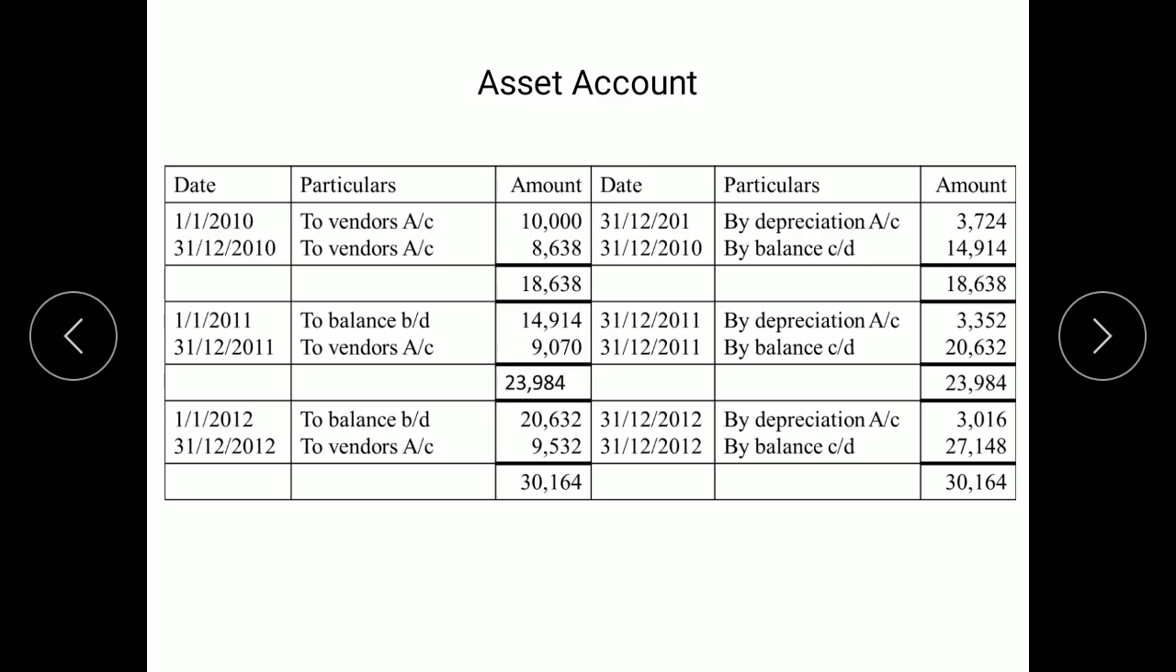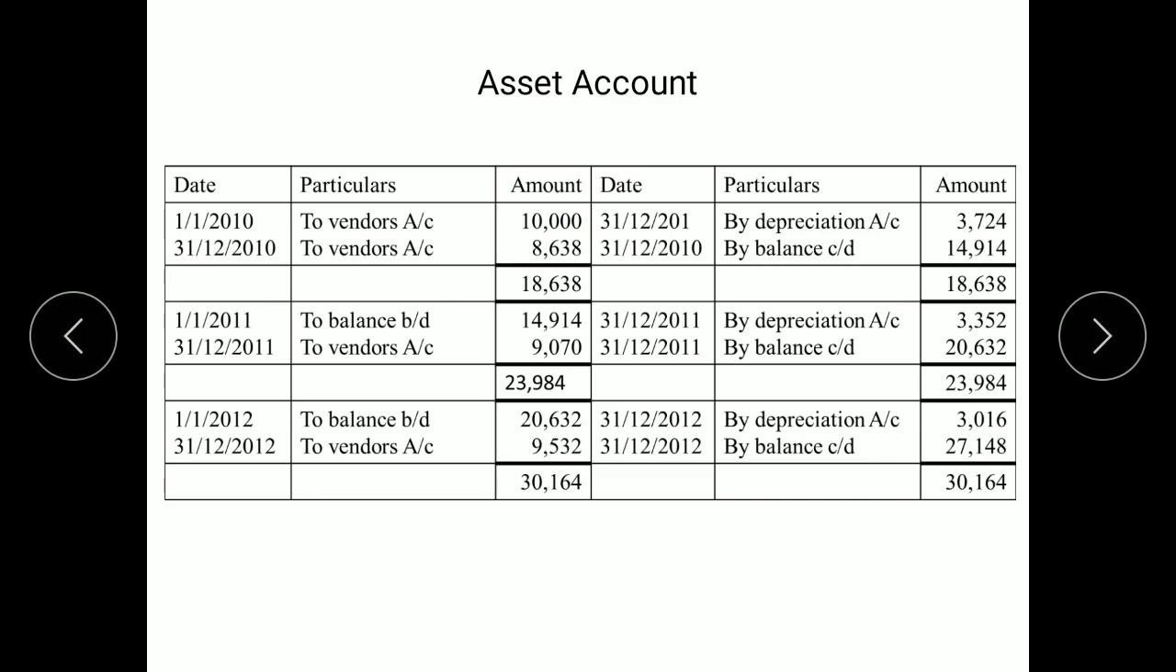First, the asset account in the books of the hire purchaser. Here the first entry will come on the debit side. On 1st January 2010, the entry is to vendors account, 10,000. This is when the advance amount becomes due. So, to vendors account 10,000.